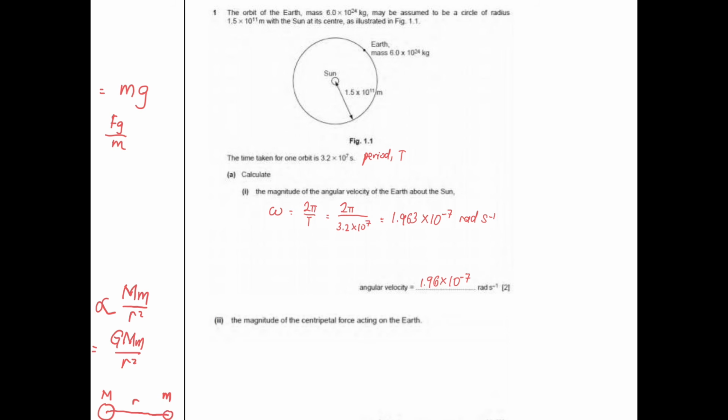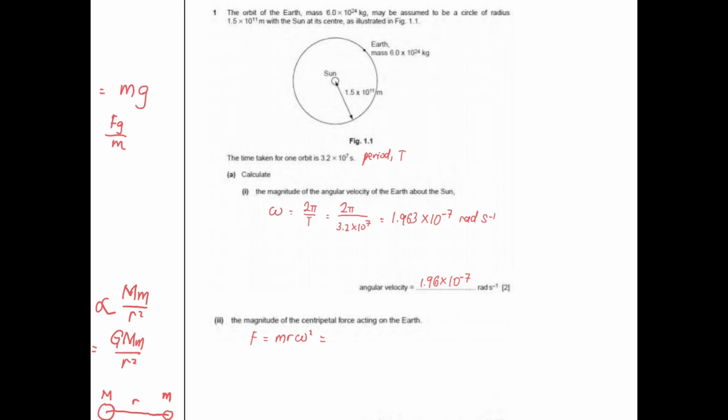Now, number 2, the magnitude of the centripetal force acting on the Earth. Centripetal force. To find centripetal force, it is very normal to think of m r omega squared. As we know omega already from the first part, logically this should come to mind.